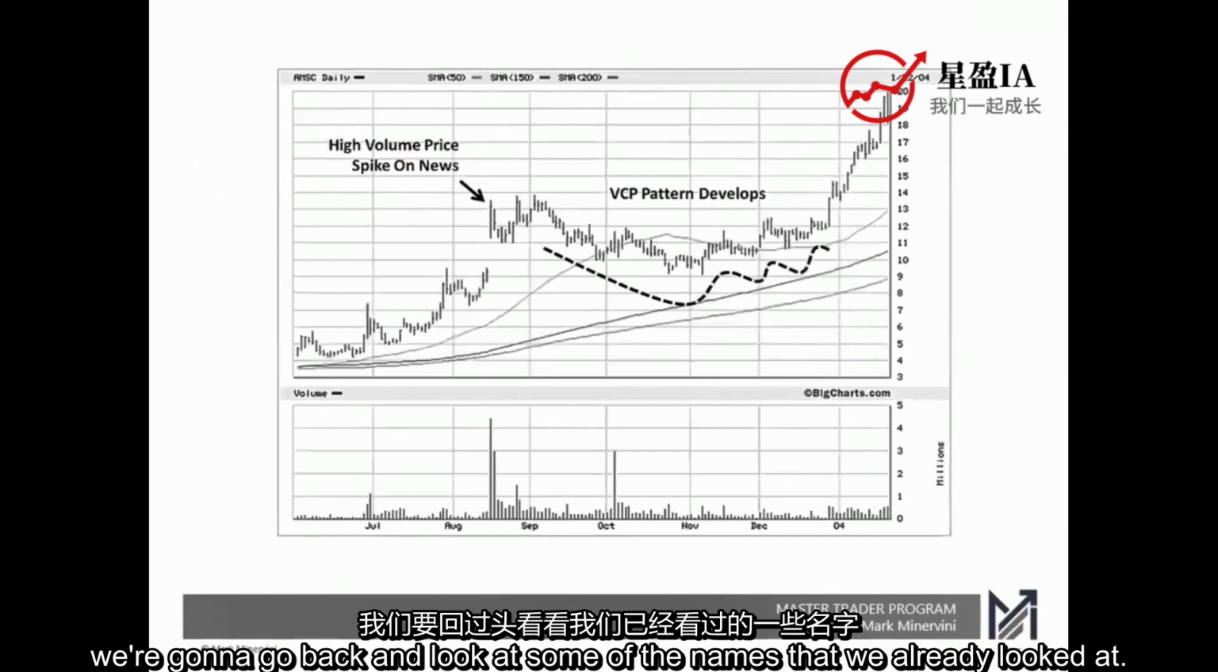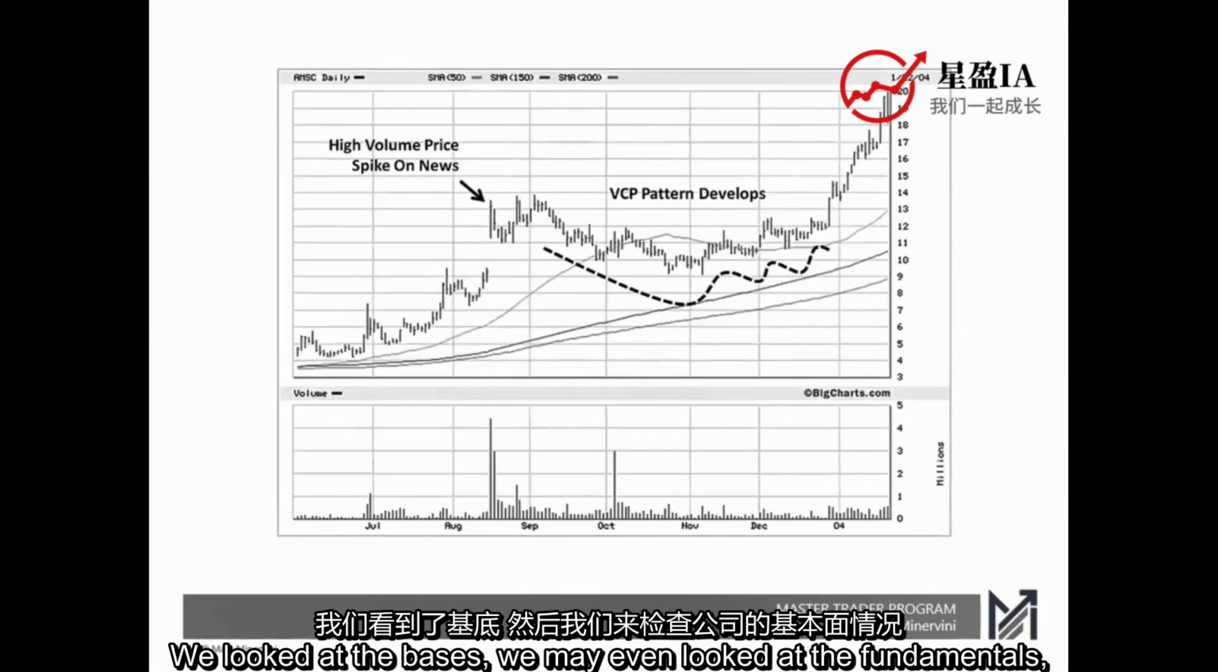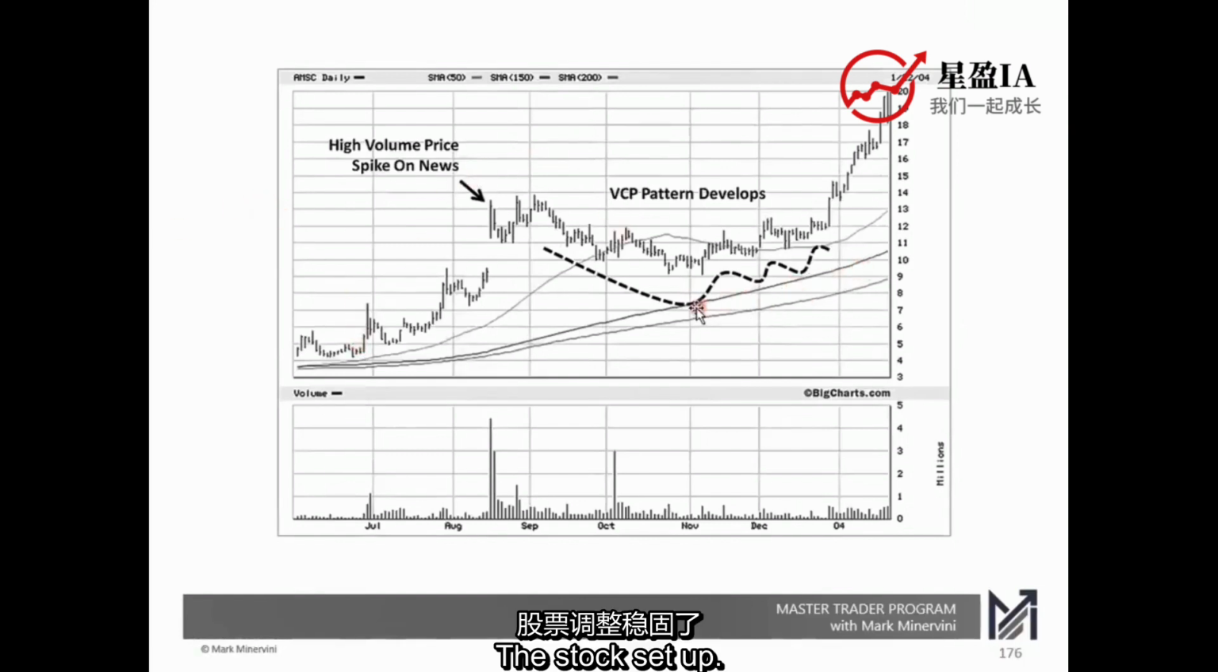Like I said before, we're going to go back and look at some of the names that we already looked at, and maybe we looked at in the stage 2 uptrend. We looked at the bases. We may even have looked at the fundamentals, and we keep adding information to show you all the things that we're looking at within this stock setup.